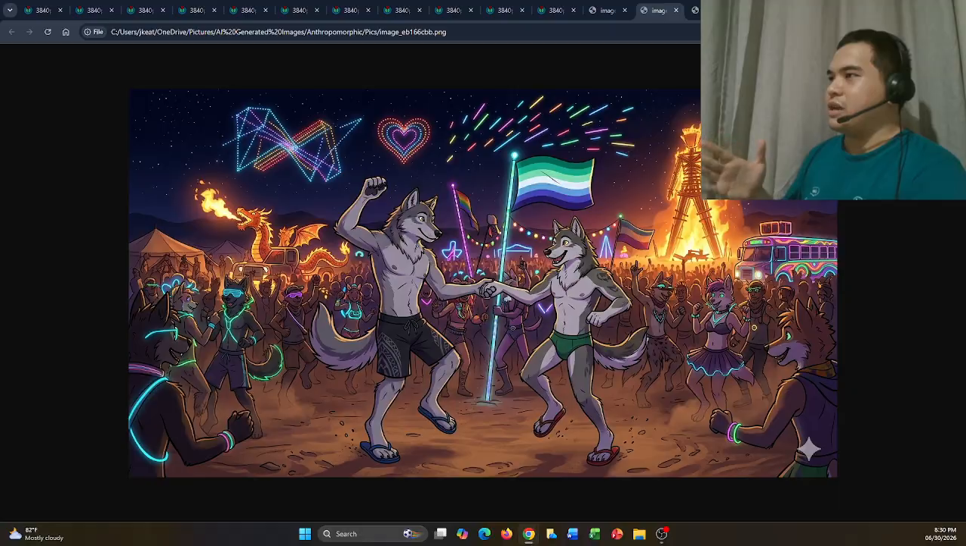And this one I have here is gay. Two gay anthropomorphic male wolves dancing together at the Burning Man Festival, with the gay male pride flag, which is simply called the gay flag. So, two gay anthropomorphic male wolves dancing together, with the inclusion of a gay pride flag.